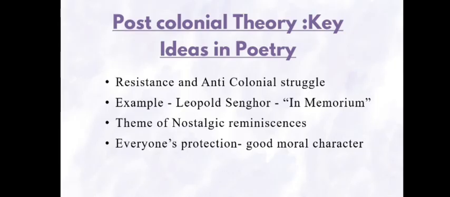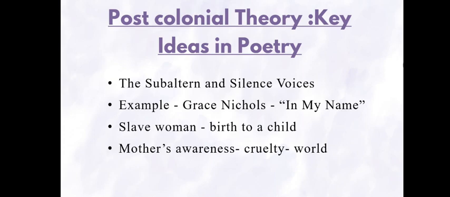Senghor's In Memoriam delves into themes of memory, identity, and the enduring legacy of ancestors, reflecting the poet's contemplation of his cultural heritage and personal experiences within the broader context of history and diaspora. Moving on to the next aspect, the subaltern and the silenced voices, in which poetry gives voice to marginalized and oppressed groups, particularly women, peasants, and indigenous people. This aspect is substantiated through Grace Nichols' In My Name.